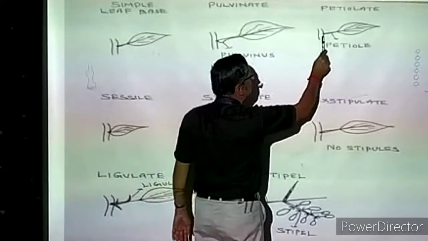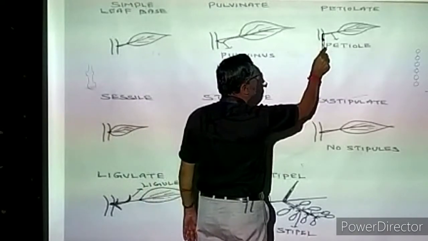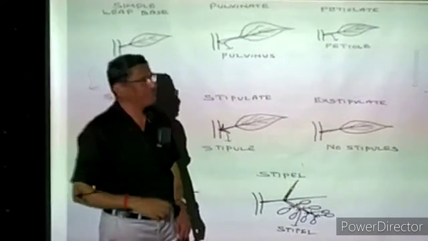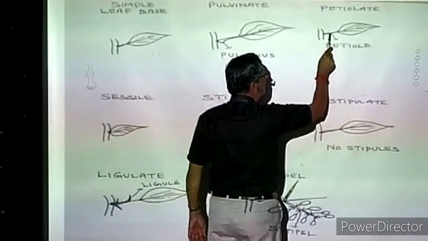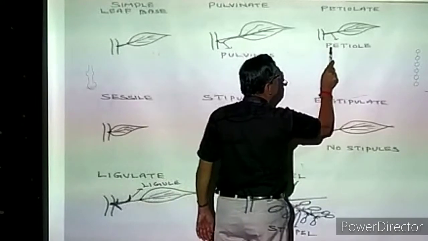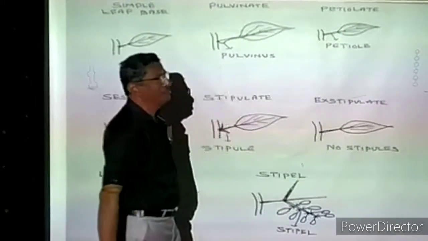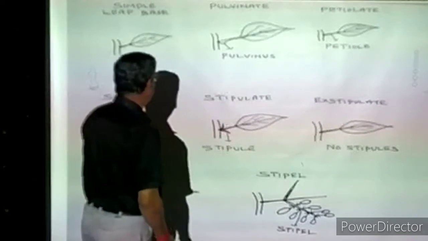Next I am coming to, this is the stem, node is there, leaf base and petiole. Petiole is present. Petiole is the stalk of the leaf. Now this leaf is having a petiole. If the petiole is present, then the leaf is called a petiolate leaf.